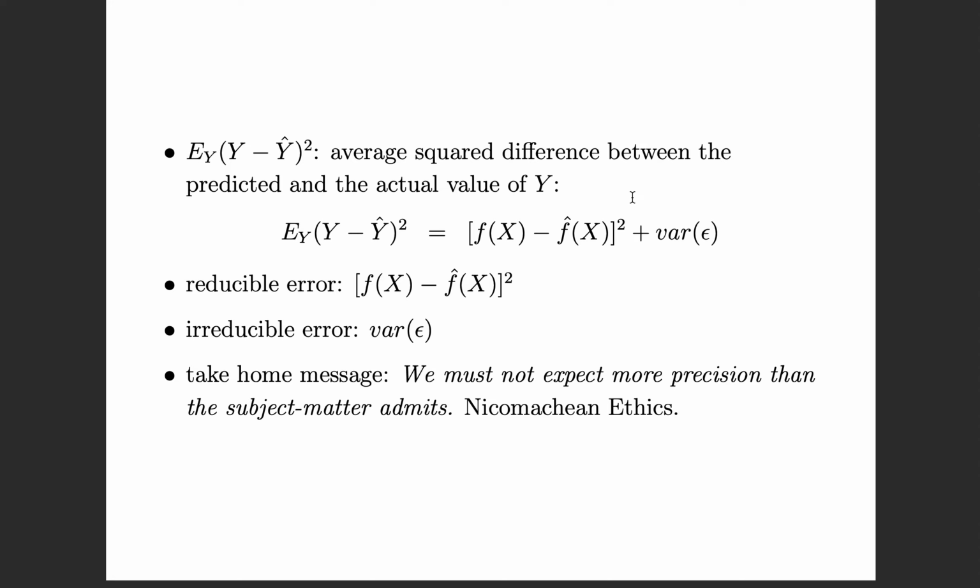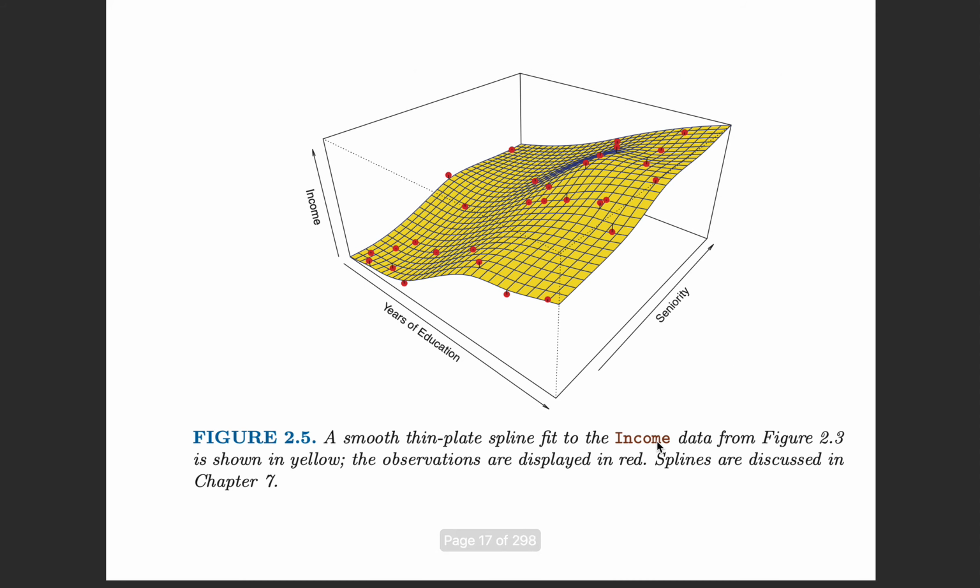In other words, the variance of epsilon is always going to be there, regardless of how well we perform here, regardless of how small we make this reducible error. And we can make the reducible error smaller by using a more flexible model.